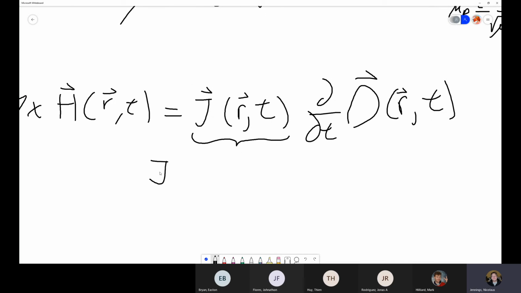So the current put in is your impress current. Not that you guys will have to recognize this on the test, just so that you guys have an understanding of what all these things mean.